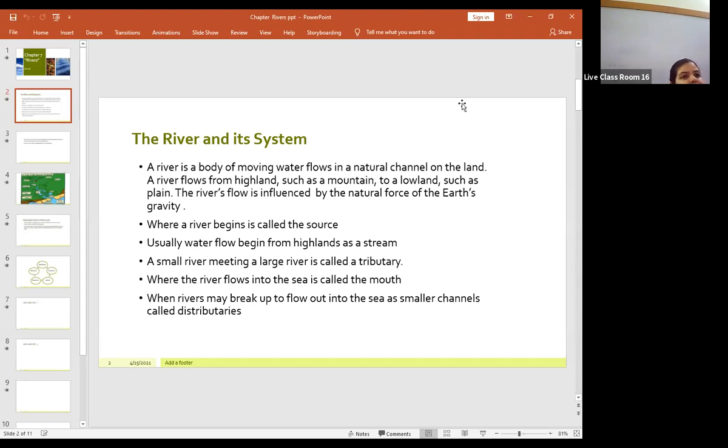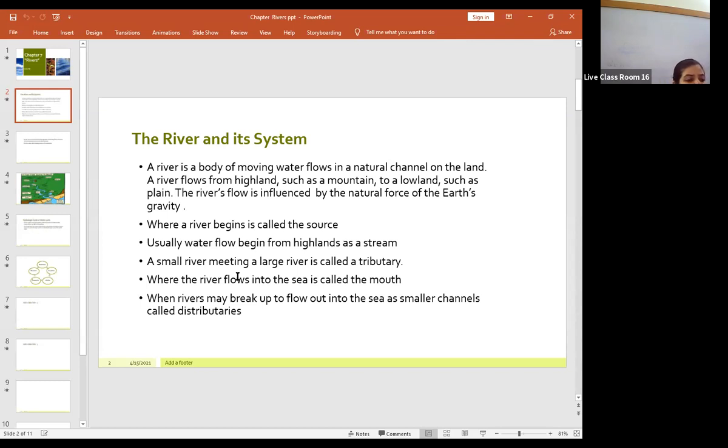So basically they are talking about the river and its system. A river is a body of moving water that flows in a natural channel on the land, and it starts from the highland such as mountains to a lowland such as plains. The river flow is influenced by the natural force of gravity. Basically they are talking about how a river starts, and how it flows onto the surface of the earth on a plain, starting from the highland such as mountains. You must have seen waterfalls, and through them you must have seen rivers, and normally a river on plain land. They are talking about that.